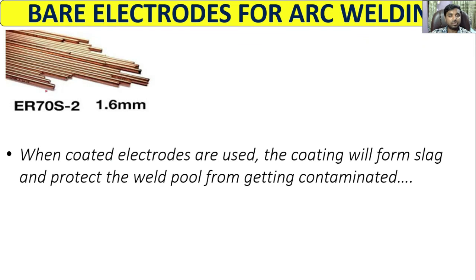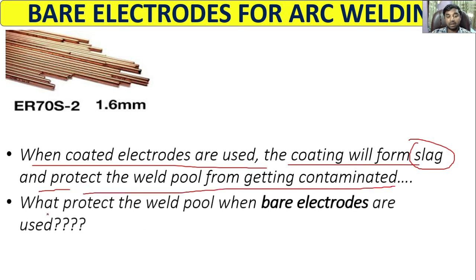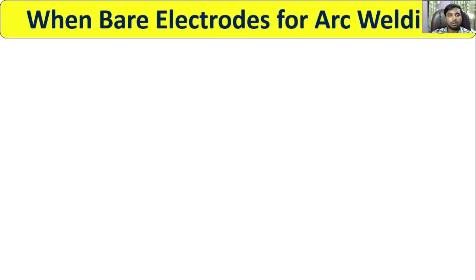The ER70S2, this is the bare electrode. When coated electrodes are used, the coating will form a slag. The slag is produced and protects the weld pool from getting contaminated. In the case of a bare electrode, what will happen? There is no coating at all. So what will happen in that case? We'll discuss. You can see there the bare electrode for arc welding.